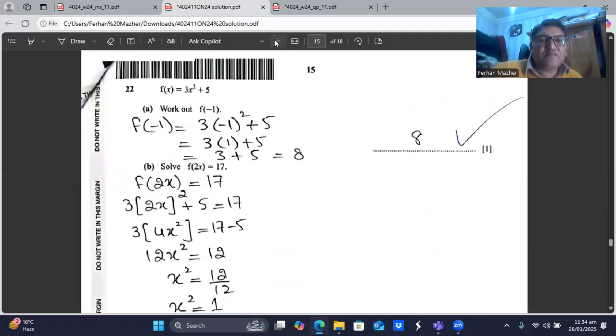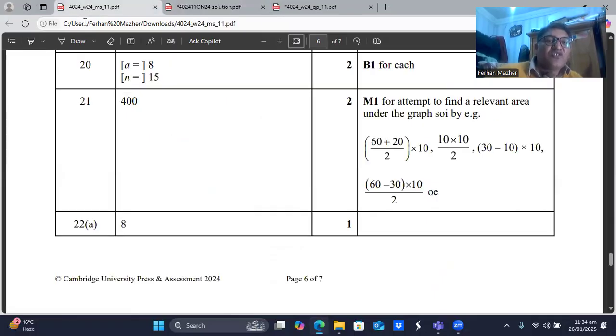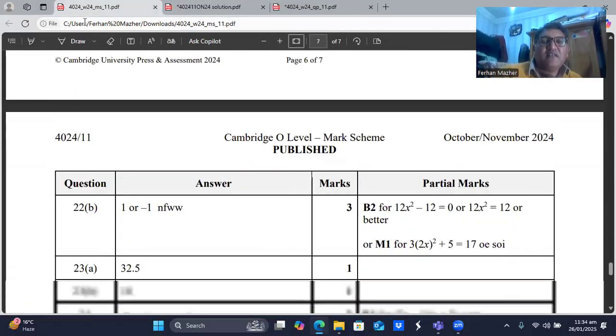In the place of x, I will substitute minus 1. So 3 bracket minus 1 bracket close, whole squared, plus 5. That's 3 into 1 plus 5. That's 3 plus 5, that is 8. So for question number 22, part A, the answer is 8.